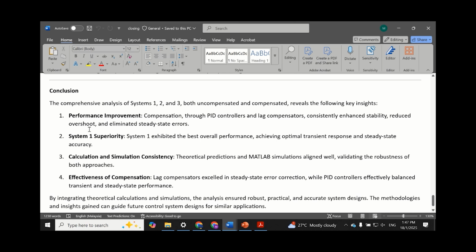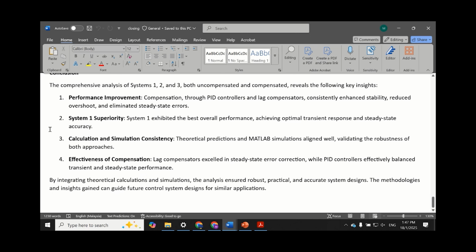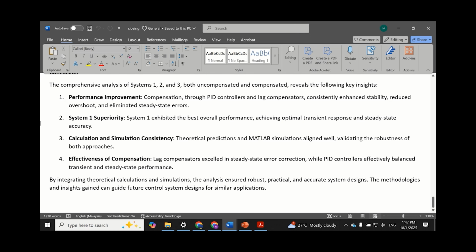So, in conclusion, the comprehensive analysis of Systems 1, 2, and 3, both uncompensated and compensated, reveals the following key insights. Performance improvement: compensation through PID controllers and lag compensators consistently enhances stability, reduces overshoot, and eliminates steady-state error. System 1 superiority: System 1 exhibited the best overall performance, achieving optimal transient response and steady-state accuracy.